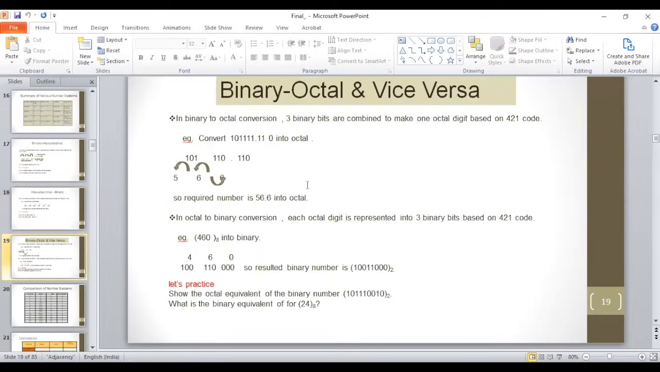This is binary to octal and vice versa. So you can keep a pair of 3. You can have a pair of 3 because of the octal. In octal, the maximum weighted value is 3. In hexa, the weighted value is 4. I hope I make it very clear.